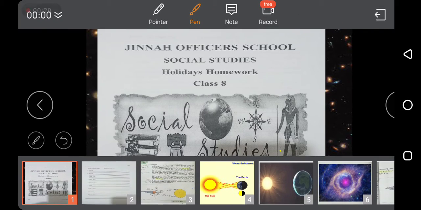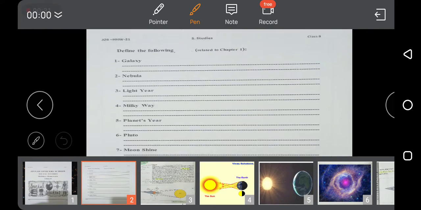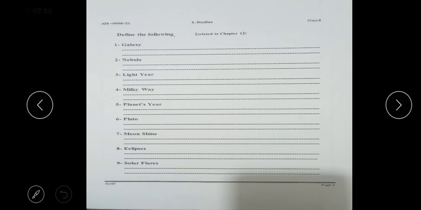I want you to open up your holidays homework pack at page number 2, the first page that I think you need help in solving. The definitions have been required related to chapter number 1 of your book. So let us start discussing these definitions. I will guide you where you can find these definitions because these are scattered all over your chapter.